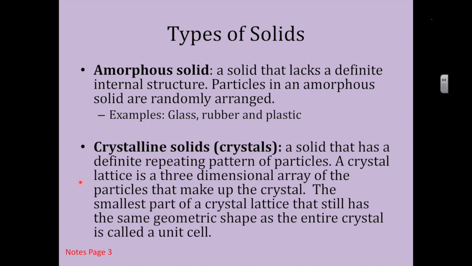Now, a crystalline solid is a solid that has a definite repeating pattern of particles. A crystal lattice is a three-dimensional array of the particles that make up the crystal. The smallest part of the crystal lattice that still has the same geometric shape as the entire crystal is called a unit cell. So a unit cell is the smallest part. And you're going to want to remember this part right here, this vocab word.